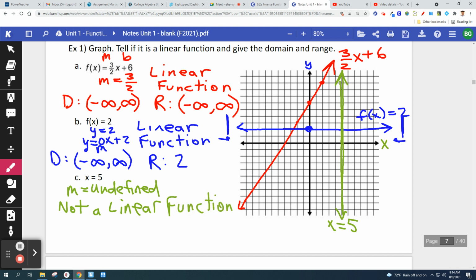Imagine the vertical line test. The vertical line test is going to hit definitely more than once. It's not going to pass that vertical line test. It's not even a function.